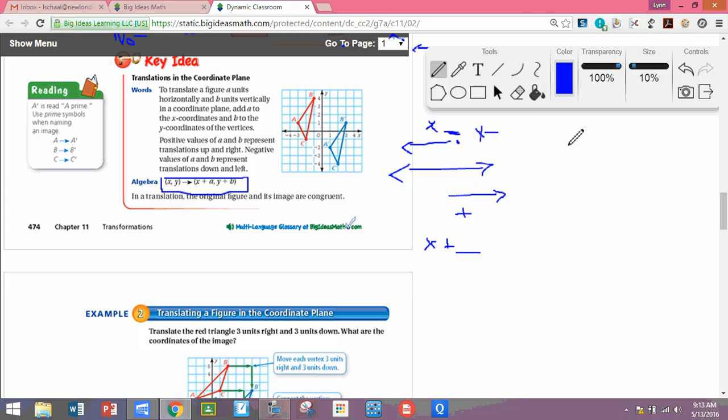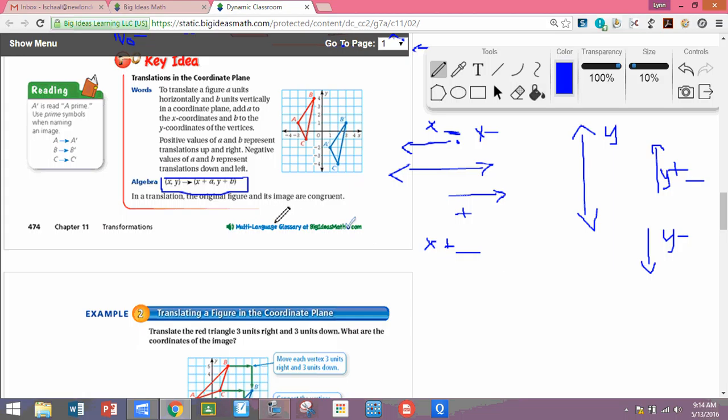Okay? Now, for y, you have up and down. So if you go up, you're going higher on the y-axis. You are going to add to your y, plus something. If you're going down, you are going to subtract. So it's y minus something. And that's kind of how you do it mathematically.